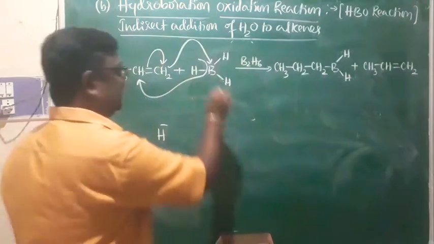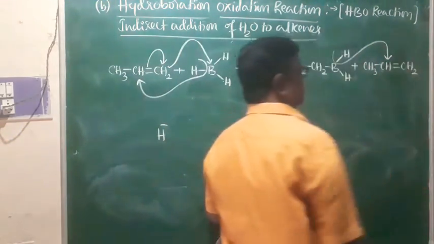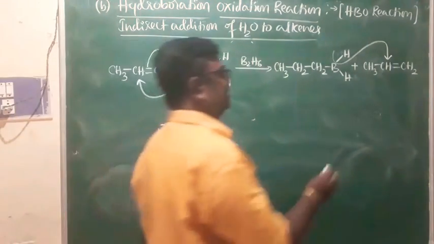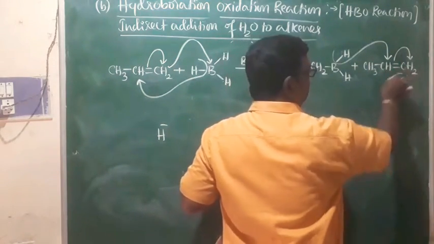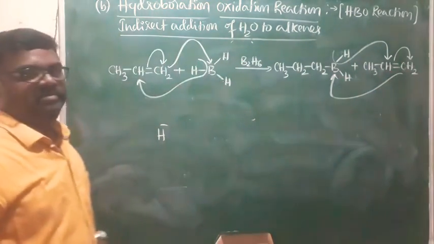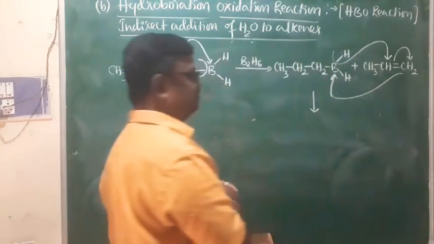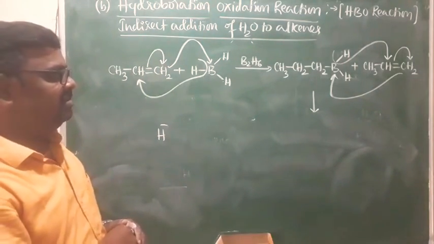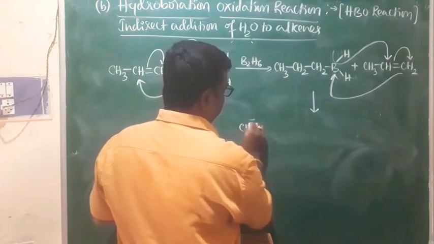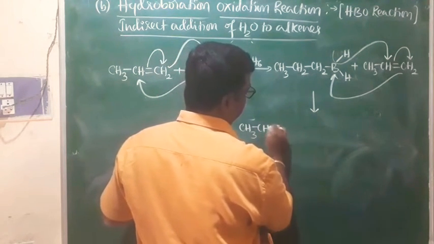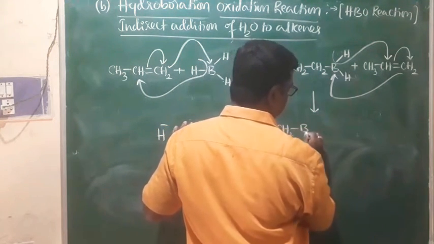Just as we removed H minus earlier, do the same. H minus will be attached to CH, because electrons will be shifted over to CH2. This will get plus, this will get minus. Minus attacks this, right? Plus, minus: plus is always attacked by minus. So this minus attacks this plus. Then you get CH3, CH2, CH2, then boron. Now 1 hydrogen remains.